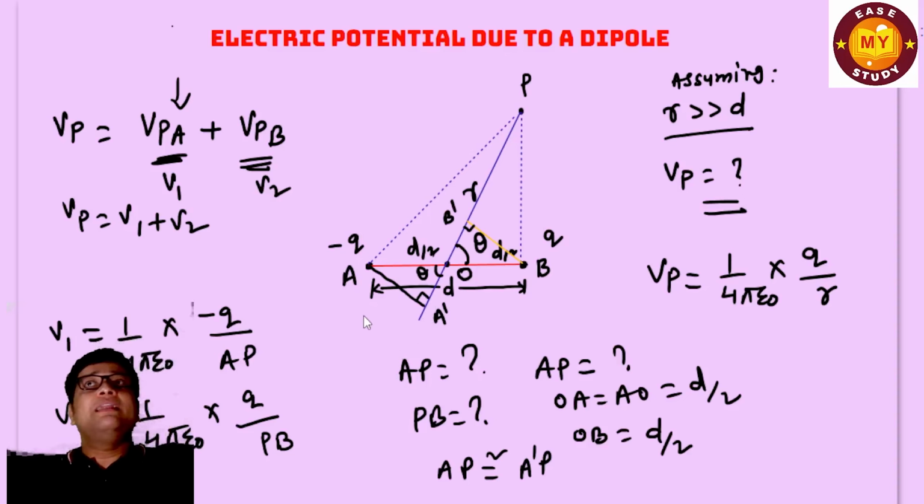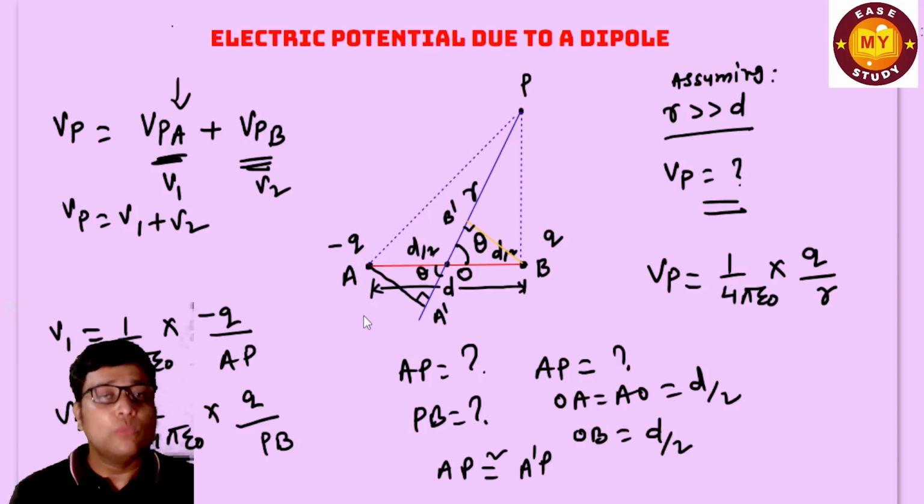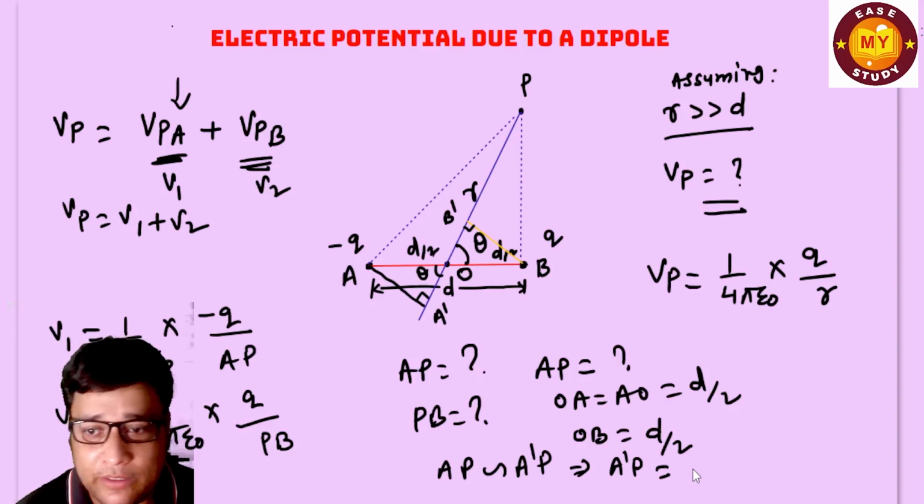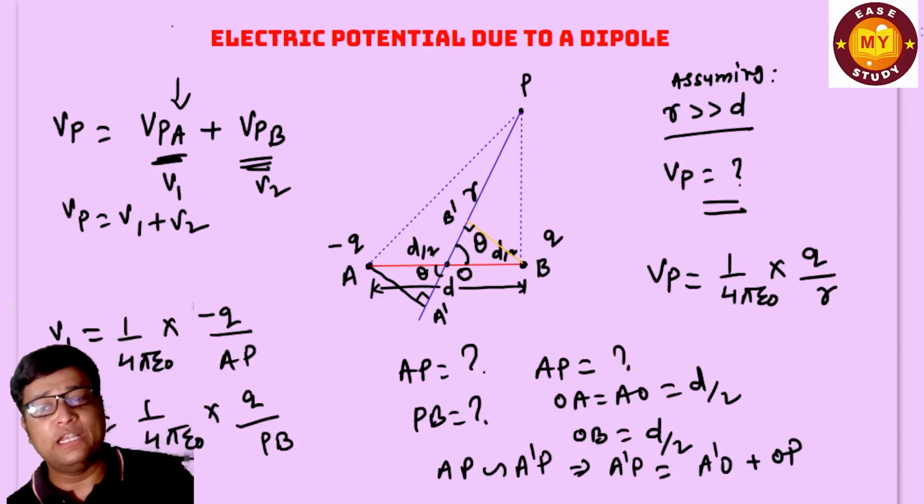If some quantity is very large, for example, I have 1 crore rupees and I give you 1 more rupee, you say it is countless. Understood? That is the case if it is a very far distance. If you add some distance, it doesn't matter. So AP is approximately equal to A dash P. A dash P will be A dash O plus OP. So I have to find A dash O and OP. How am I going to find this?